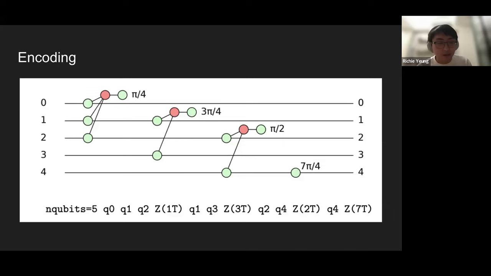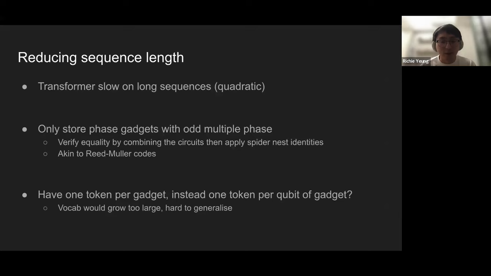Instead of doing that, what if we can somehow have one token per gadget effectively? That will give you a much shorter sequence length, and the transformer will be able to process it much quicker. But the problem with that is the vocabulary will be exponentially large, and it will be hard for the transformer to generalize, because it wouldn't even have seen some of the phase gadgets generated at validation time for large n. So how would you tackle this?